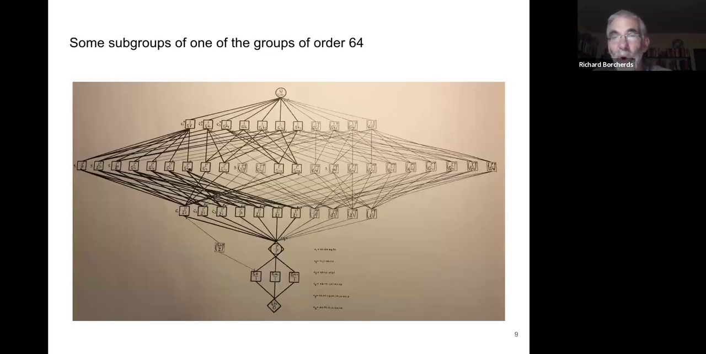I have a picture here of one of the groups of order 64, so you can sort of see how complicated it is. What this is a picture of is, you take a group of order 64, and there are lots of smaller groups inside it. It turns out that it's got groups of order 2 or 4 or 8 or 16 inside. And this is a sort of picture of all the groups living inside one particular group of order 64. So as you can see, they look pretty complicated inside.